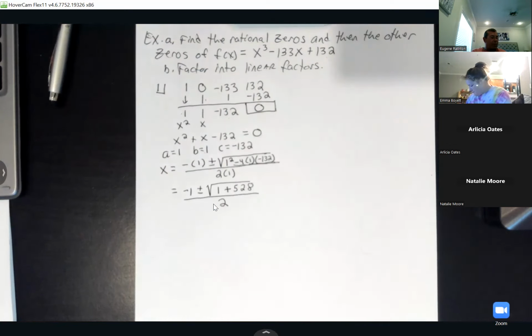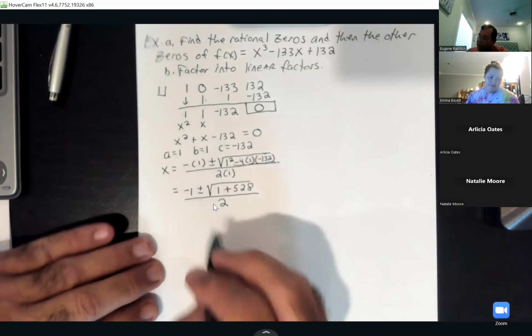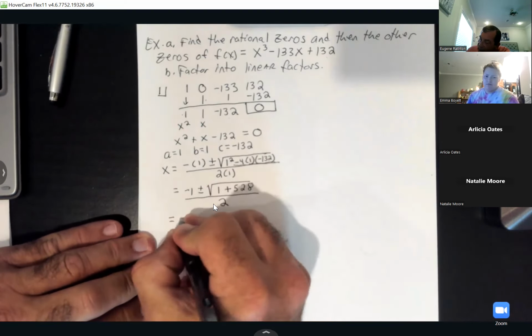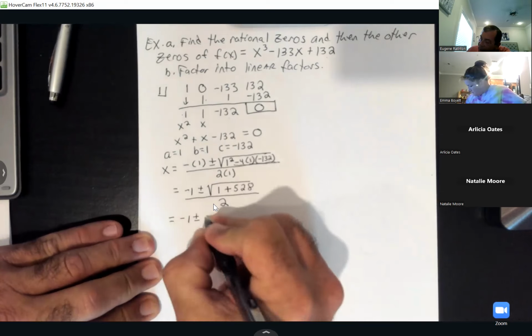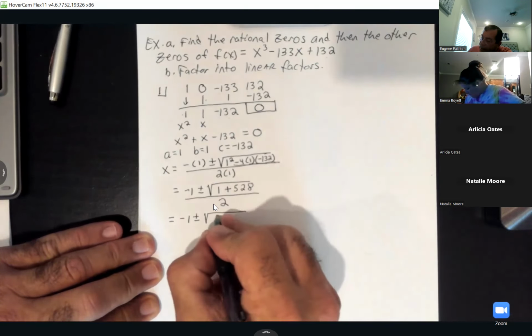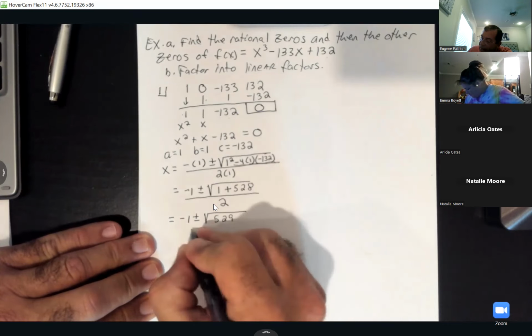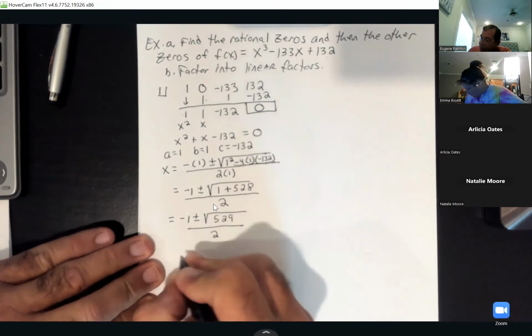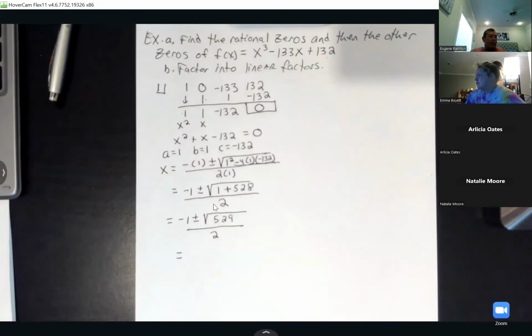All right, y'all, let me do something on my math real quick. All righty, so next thing I would do, I got negative 1 plus or minus 1 plus 528 is 529, all over 2. All right, y'all, so let me check something.